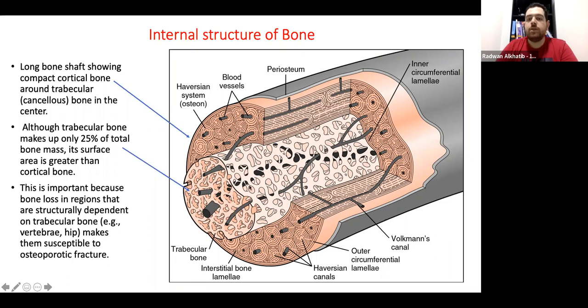So what is the importance of the trabecular bone clinically? In some diseases where the trabecular bone becomes so thin and so minimal, we can have some fractures in the bones, and these mainly occur in the vertebra, in the spinal column, and also in the hip. And this mainly occurs in osteoporosis, which we'll talk about in the very last slide of the lecture.